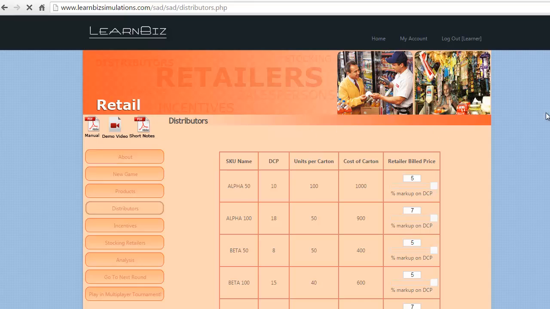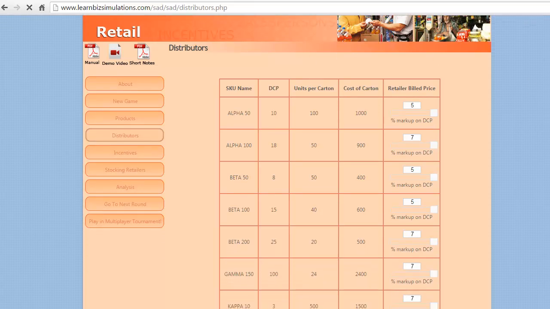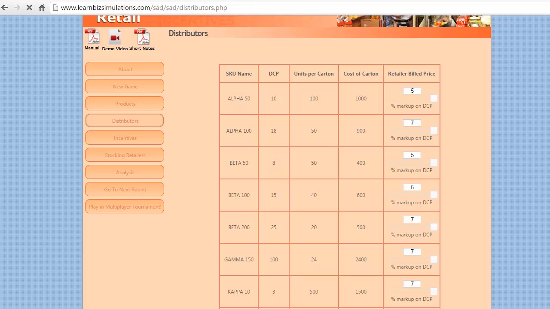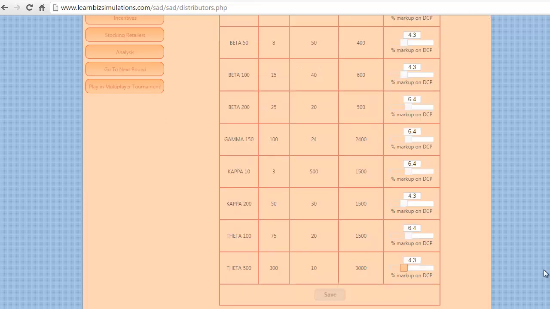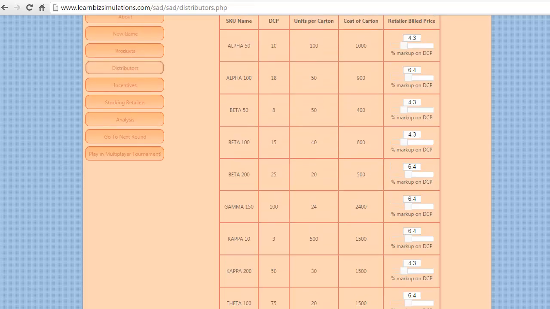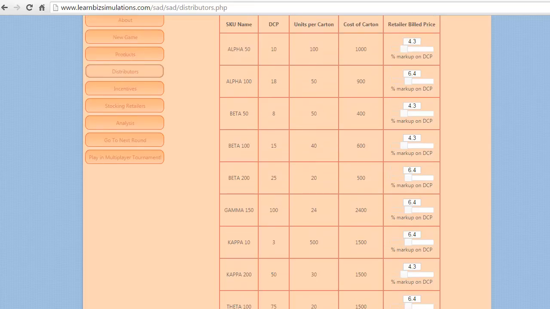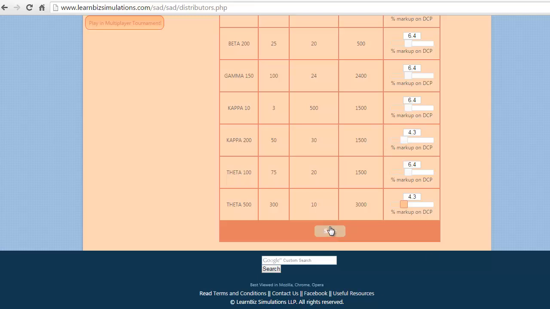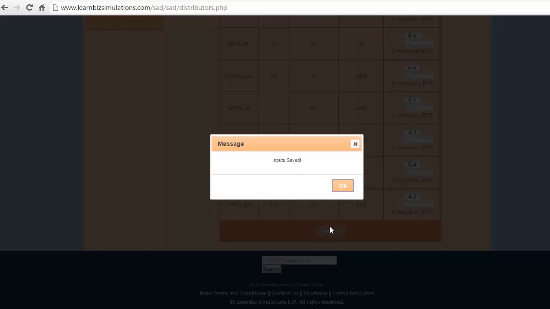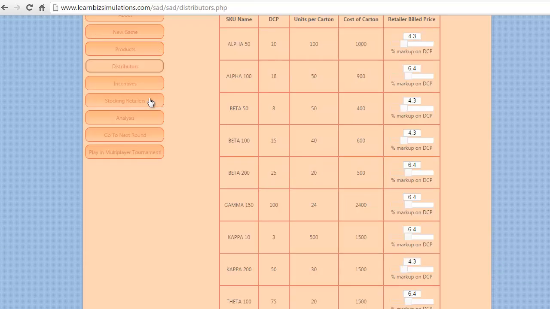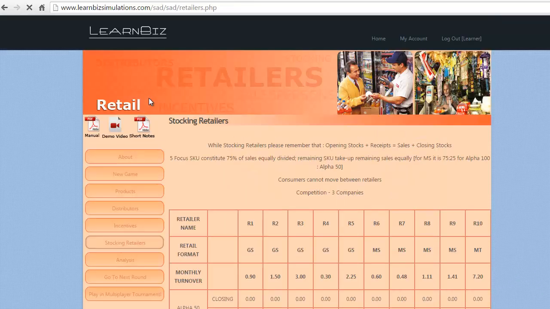In this screen, we decide on the distributor's margin, which has been advised to be kept low, and hence we decide to change the percentage markup on DCP to 4.3% and 6.4% for non-focus and focus products respectively. After saving this decision, let's move on to the stocking retailers page.